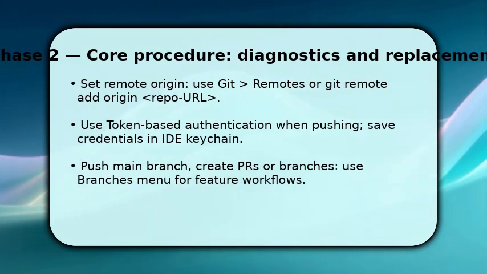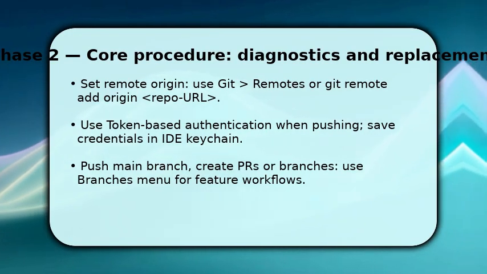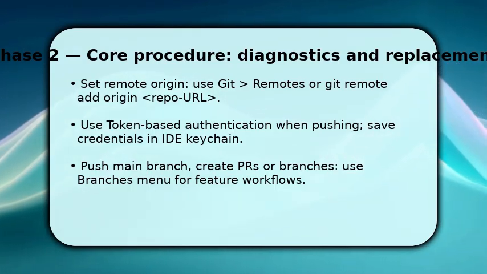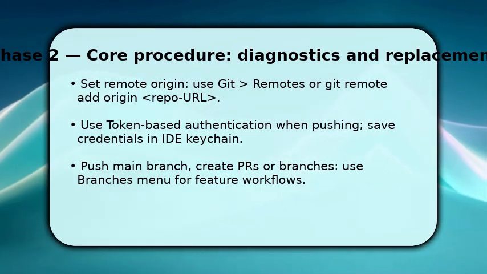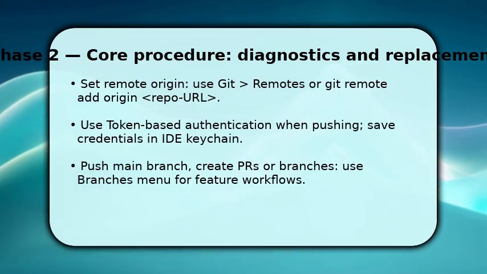Use the IDE's Git remotes dialog or run git remote add origin, then paste the repository URL. Authenticate with the personal access token when prompted, and choose to store it in the IDE keychain for smooth future pushes. Create or check out a branch from the Branches menu to work on features.